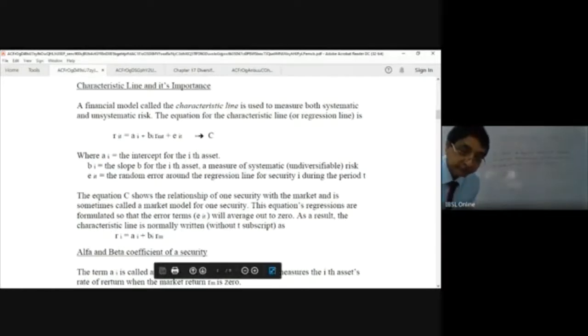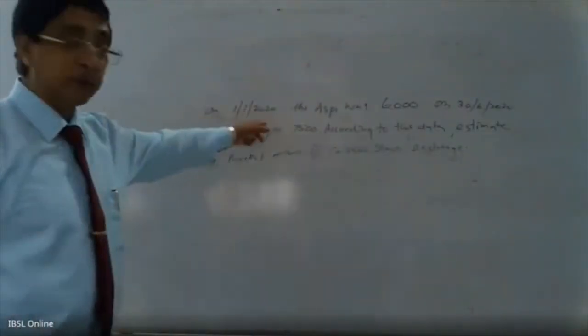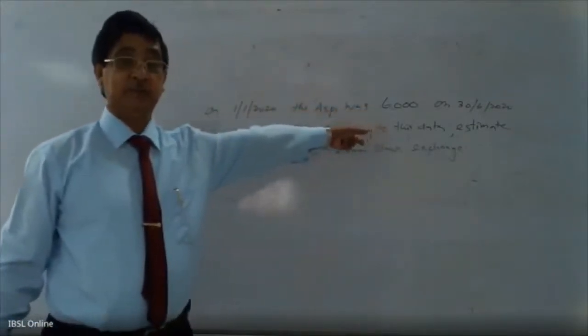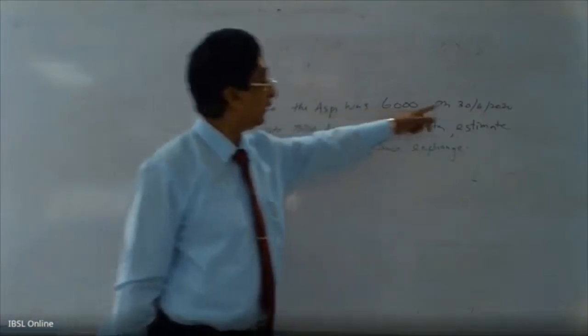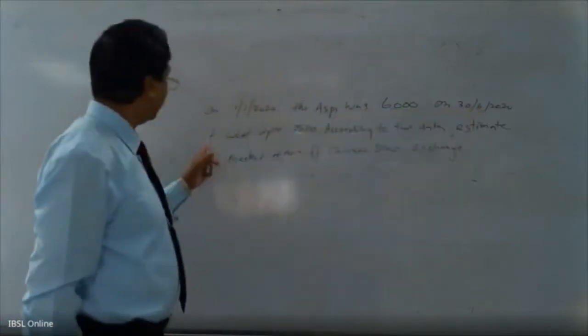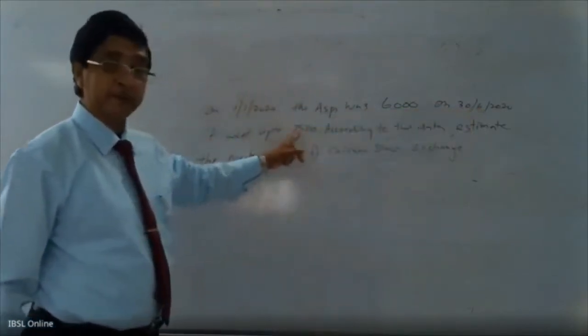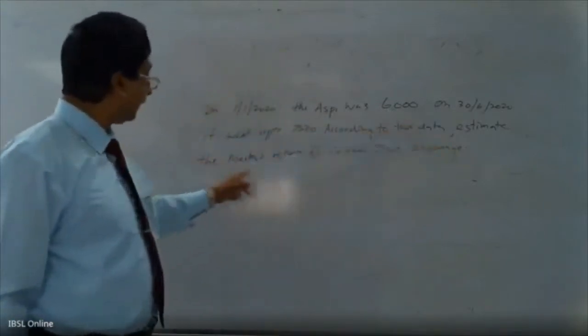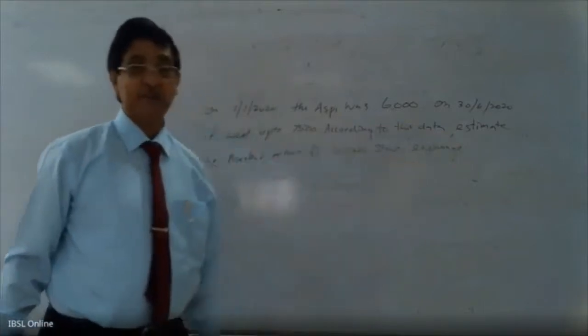Now I will put something on the board. On 1/1/2020, the ASPI was 6,000. The index was 6,000. On 30/6/2020, it went up to 7,500. According to this data, estimate the market return of the Colombo Stock Exchange.